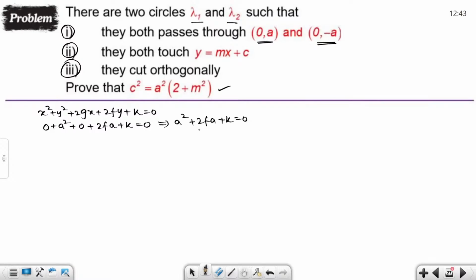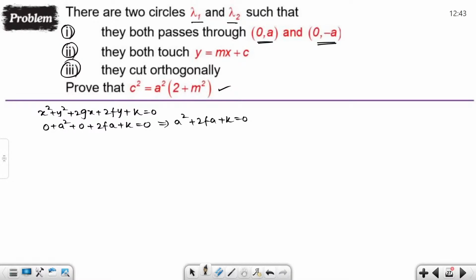So for the second circle, if you put (0, a), you are going to have a square plus 2 f1 a plus k1 equals to 0 for the first circle. And for the second circle, you will get a square plus 2 f2 a plus k2 equals to 0. That is, you are getting exactly the same thing. Are you getting my point? It will be an unnecessary work if you take two circles at a time to solve this problem.